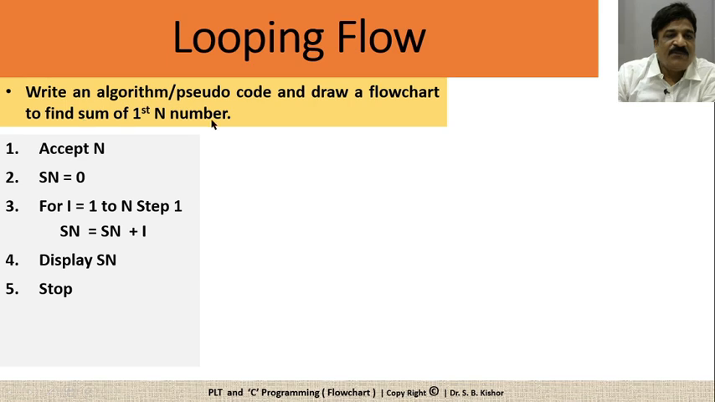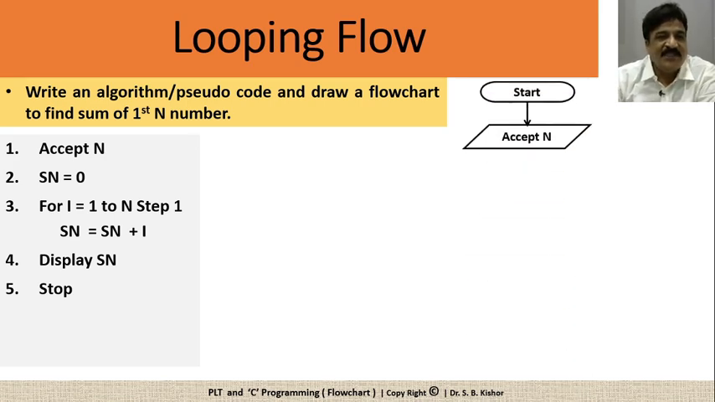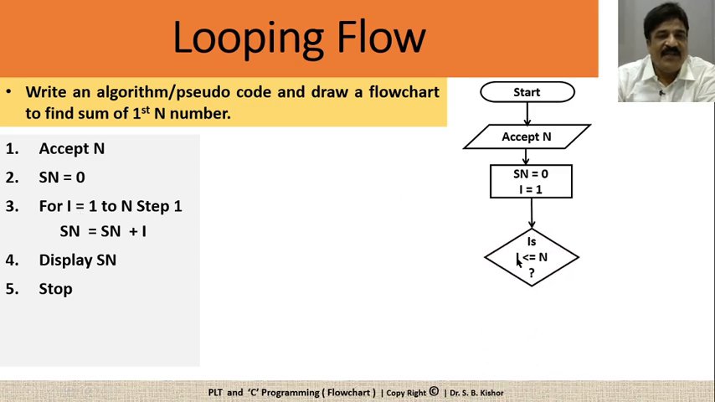To find out the sum of first n numbers, that is 1 plus 2 plus 3 and so on up to the nth number. So here, what is unknown? The value of n. So accept it. Initially, what is the value of sum? It's 0. And the value of I is also what? Initially 1. Now check whether 1 is less than n. If it is so, perform the sum.